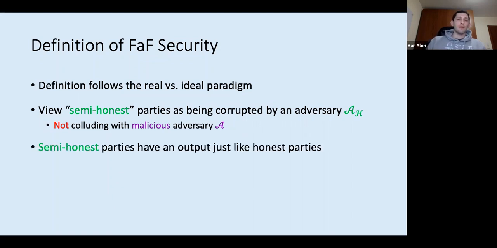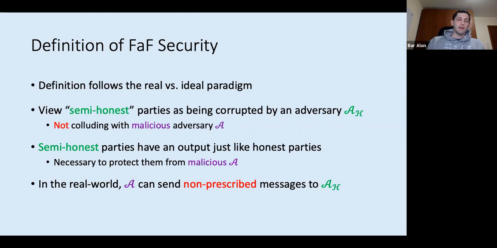Moreover, we want the semi-honest party to have an output just like the honest party. If you recall, in the ideal world that I described previously, the honest party had an output, and it was necessary to protect them from the malicious adversary. So in our definition of FaF security, we view the semi-honest party basically just like an honest party, because today they are being honest, and tomorrow they might get corrupted. So we want to protect them from the adversary in this current execution. So giving them an output is necessary.